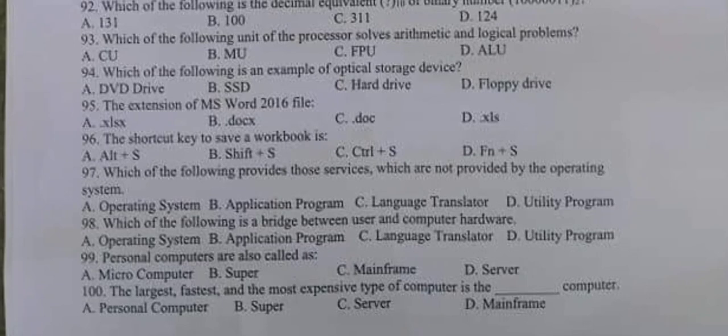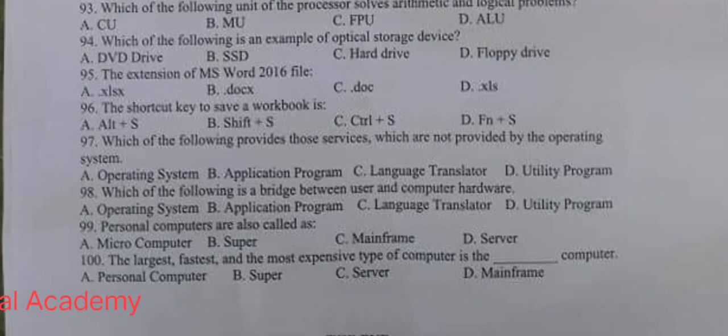Number 97. Which of the following provides those services which are not provided by the operating system? A. Operating system, B. Application program, C. Language translator, D. Utility program. And the correct option is B. Application program.